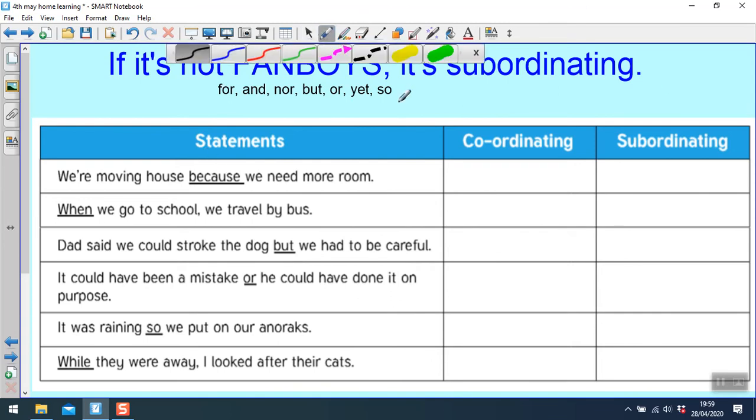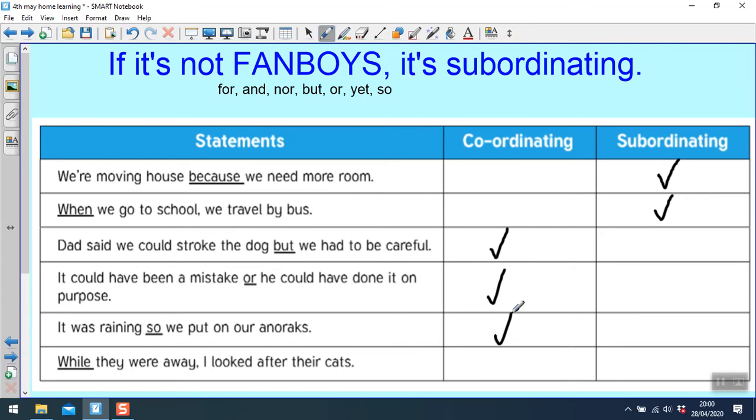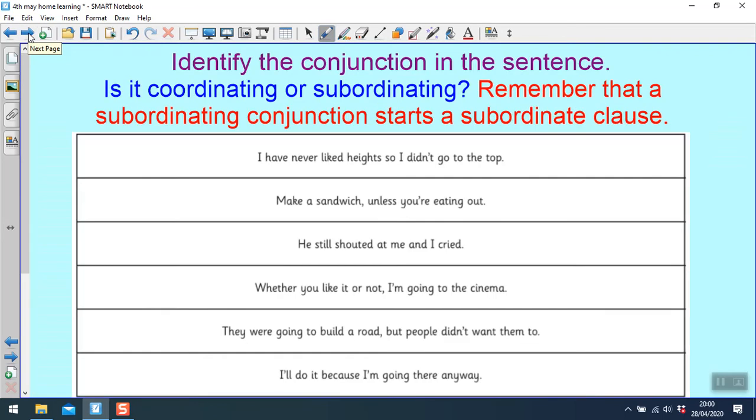So because is not in FANBOYS, it's subordinating. When is not in FANBOYS, it's subordinating. But is in FANBOYS, it's coordinating. Or is in FANBOYS, it's coordinating. So is in FANBOYS, it's coordinating. While is not in FANBOYS, so it's subordinating. Well done if you got those right.